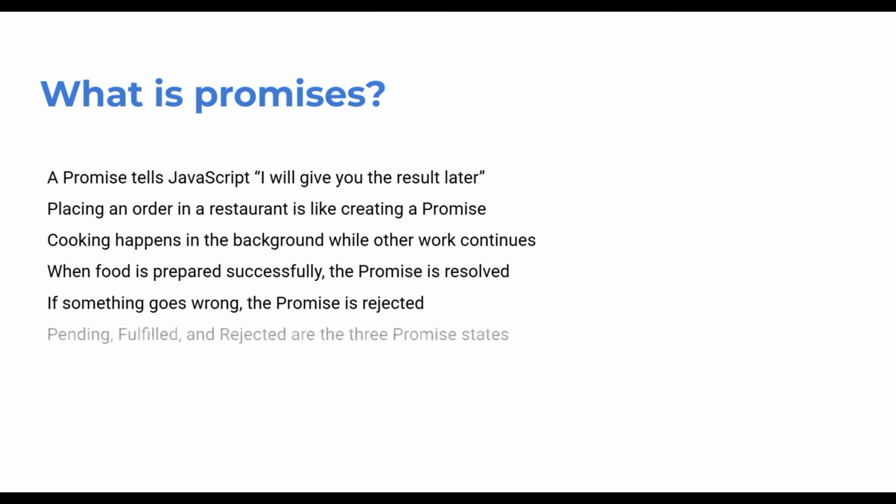A promise has three states. Pending means cooking is in progress. Fulfilled means the food is served. Rejected means the order failed. Using promises helps JavaScript manage delayed results clearly and cleanly.